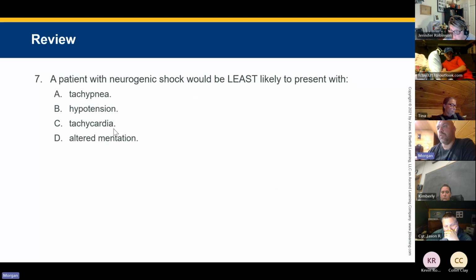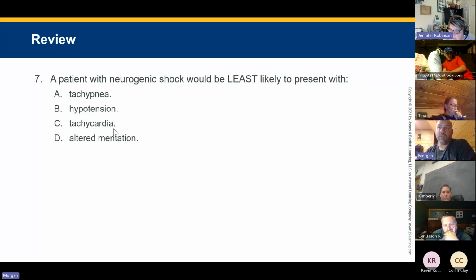The patient with neurogenic shock would be least likely to present with: A, tachypnea; B, hypotension; C, tachycardia; D, altered mental status. I always pick the one I don't know. I say A. Tachypnea, you don't know what that means? I do if I break it down. Tachy is high or fast, and pnea is breathing. So fast breathing rate.